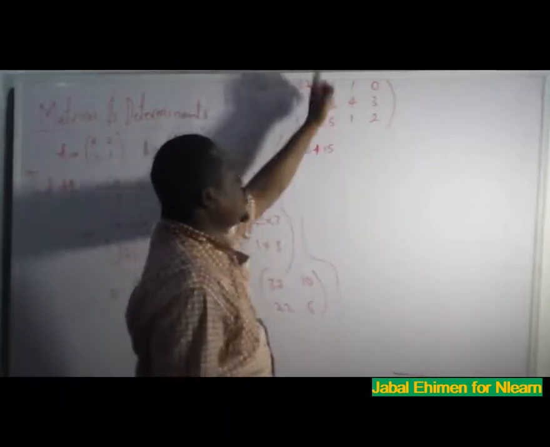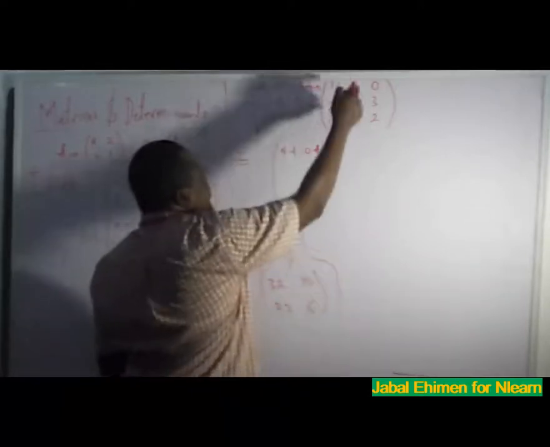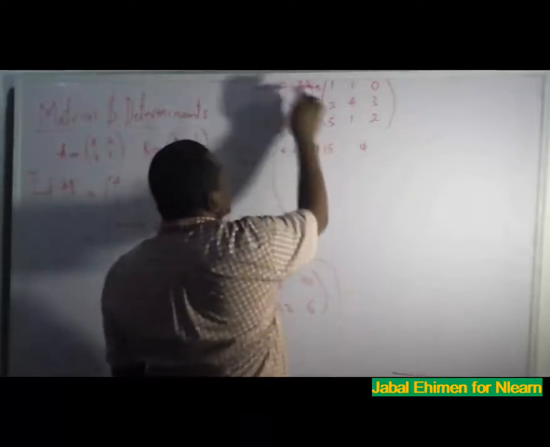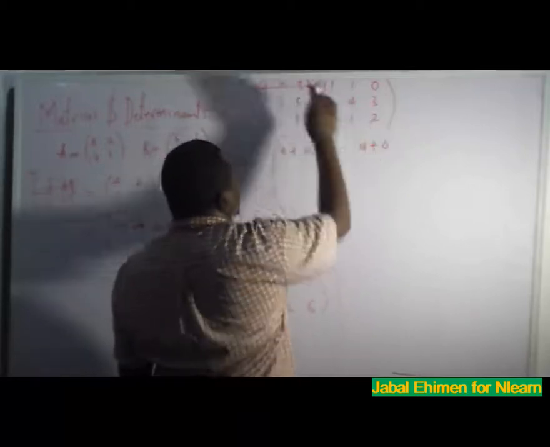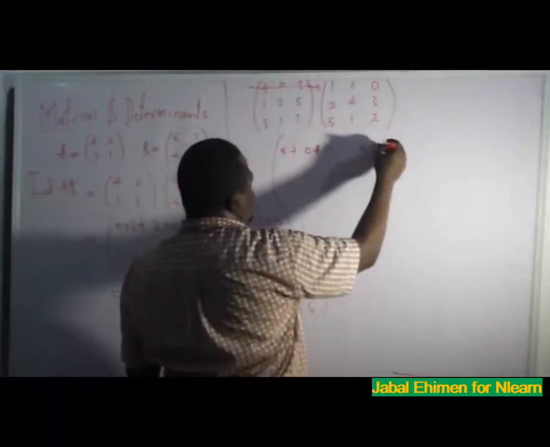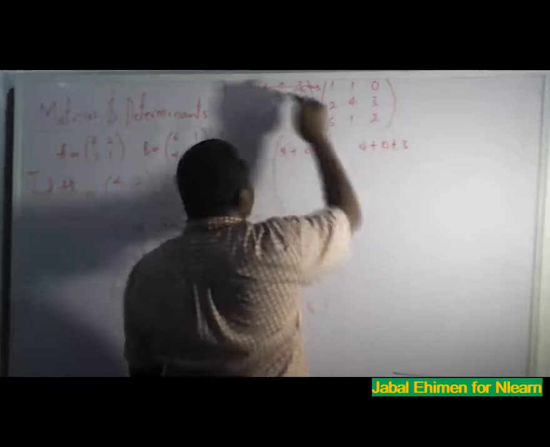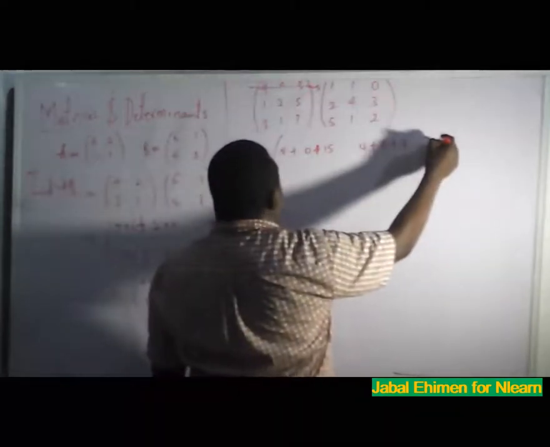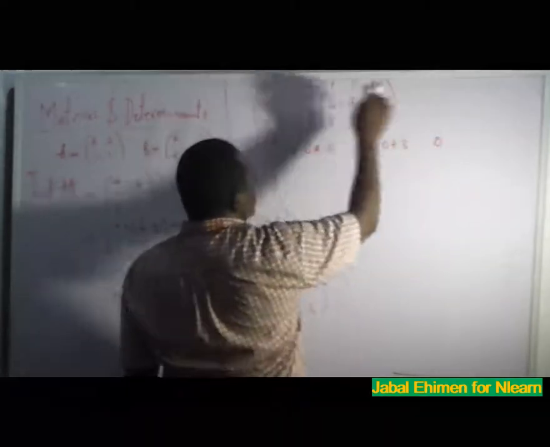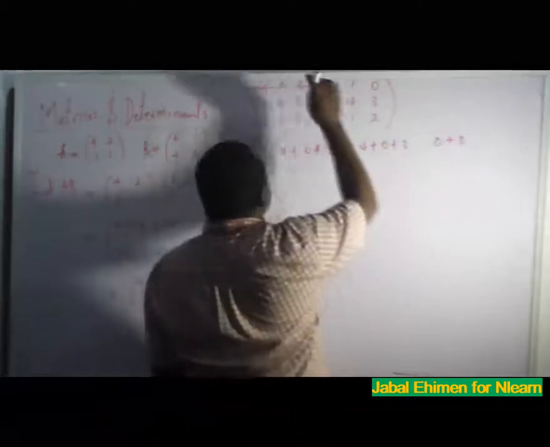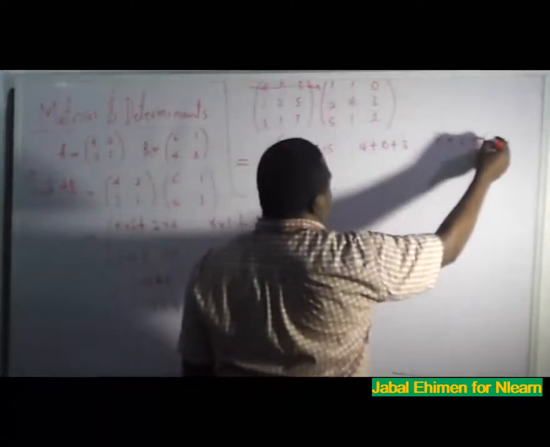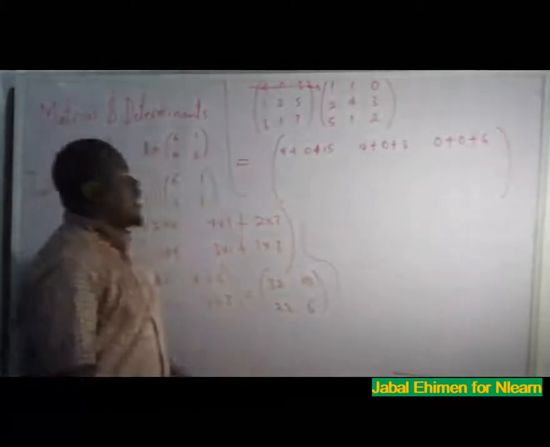So the same row again times the next column. 4 times 1, that's 4. 0 times 4, that's 0. 3 times 1, that will be plus 3. So the last one, 4 times 0, 0. 0 times 3, 0. 3 times 2, 6. So I'm done with the first row.